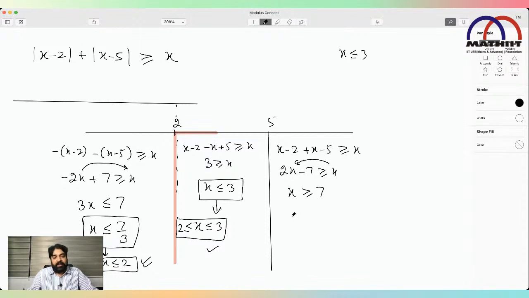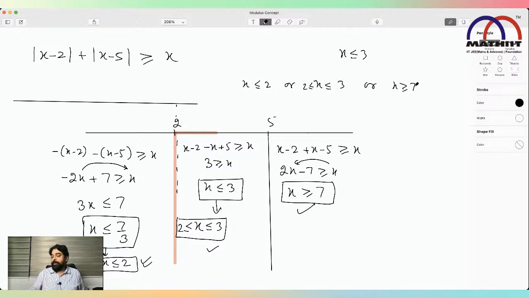Can I accept? Yes, you can accept totally, because 7 will be somewhere here, and they are saying greater than 7, so it can go up to infinity. So what is the final answer? This is acceptable, this is the answer. So finally the answer will be: x less than or equal to 2, or x lies between 2 and 3, or x greater than or equal to 7.